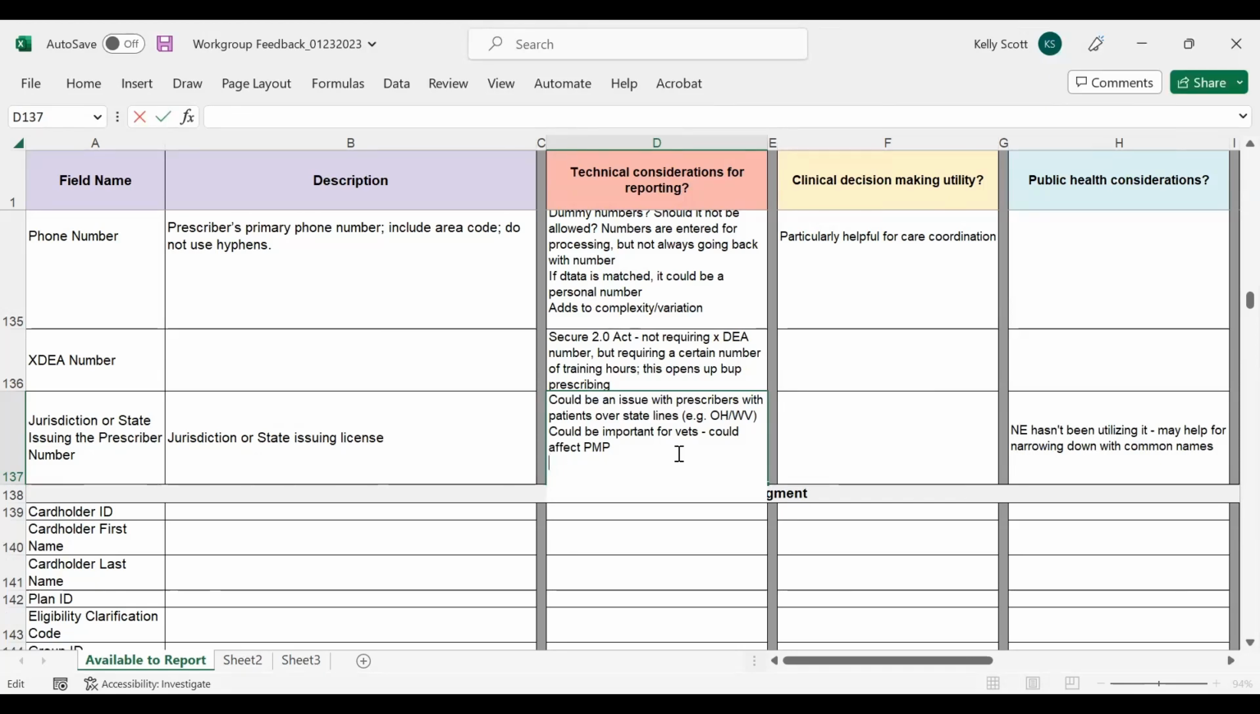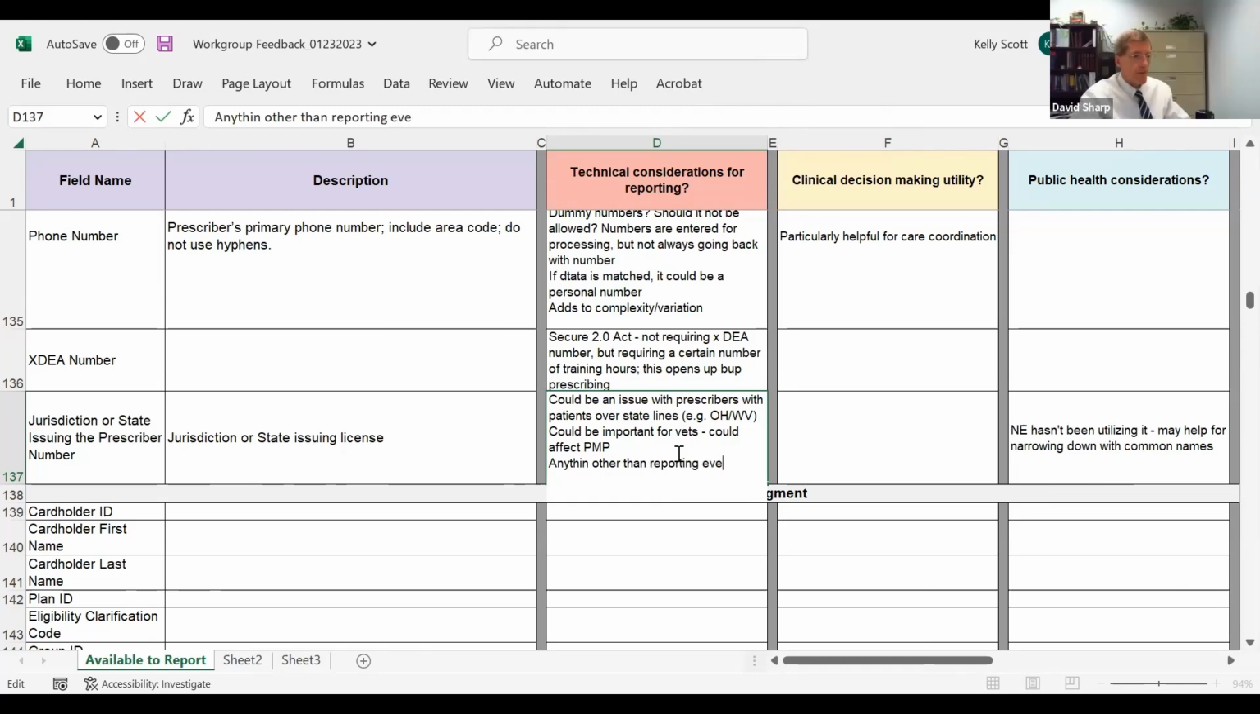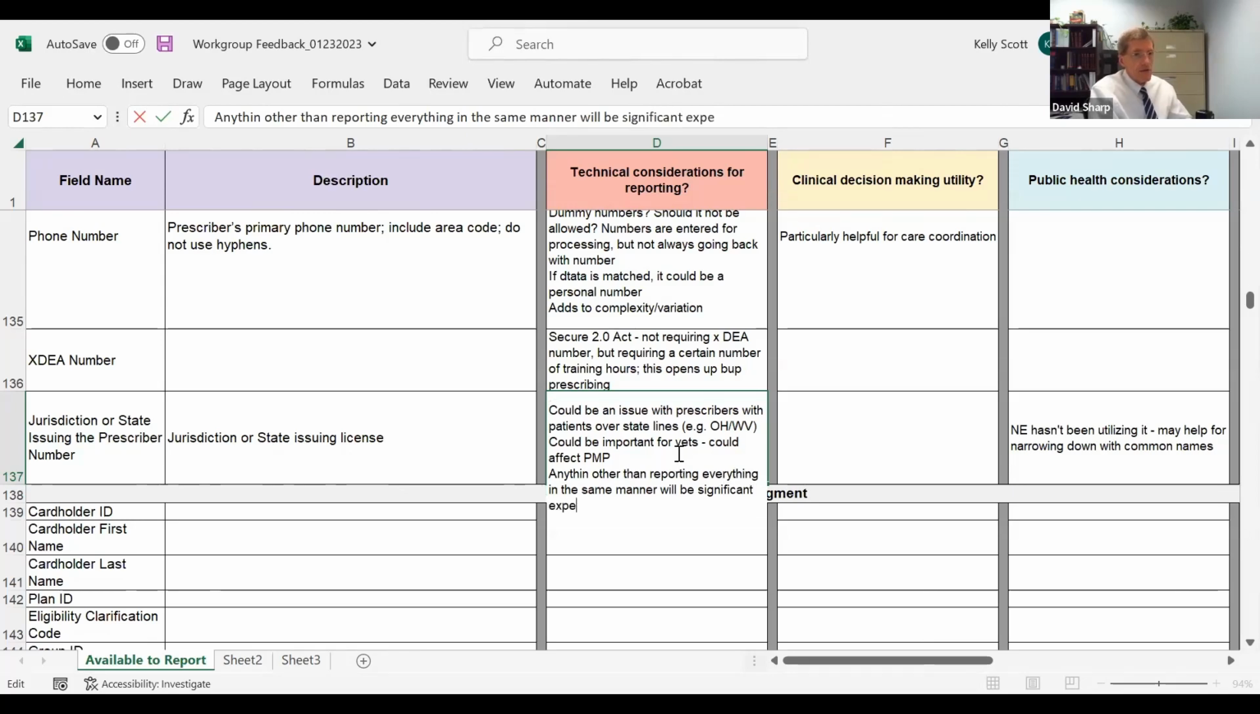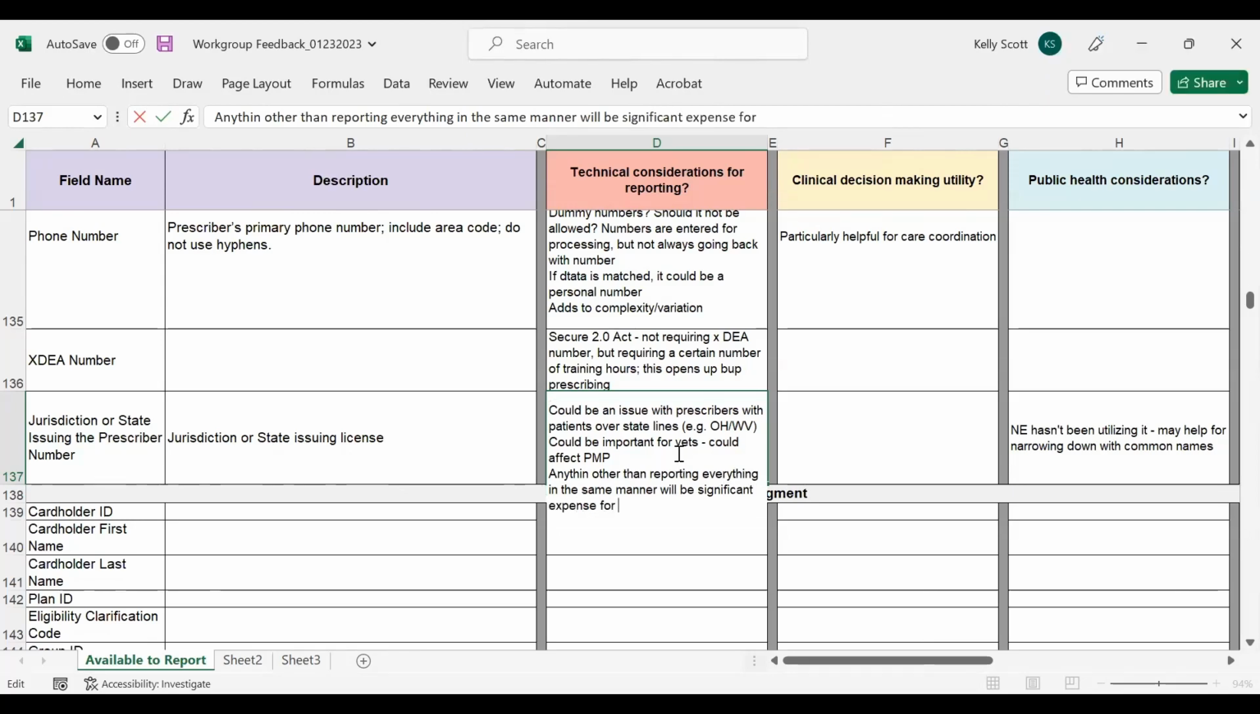Anything other than reporting everything in the same manner is going to be a significant expense for us. That's a fair point. It's a fair point to raise. And again, not to go too far off the beaten path, we have heard that previously, and we understand those concerns. And this is Sharon from CVS, just to kind of add to that, right?